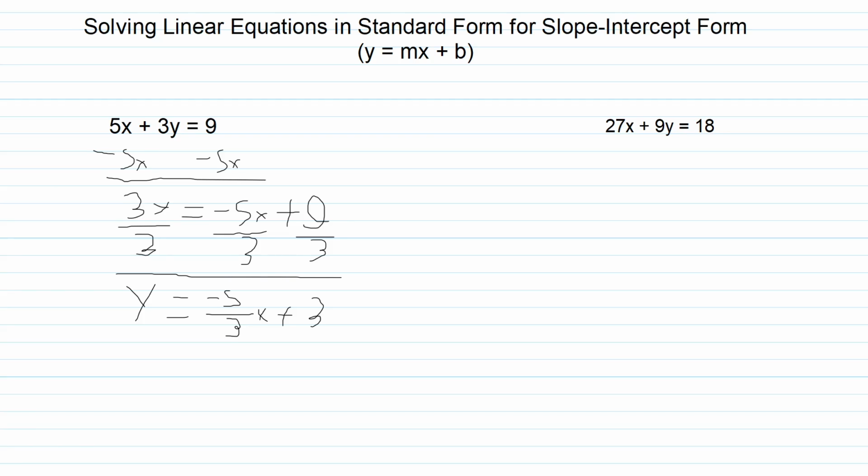Next, let's do our second linear equation in standard form and solve it for slope-intercept form. First, we must do the same as we did last time. Subtract the x variable on the left side, minus 27x on the left side, and minus 27x on the right side. Now, this will leave us with 9y is equal to minus 27x plus 18.